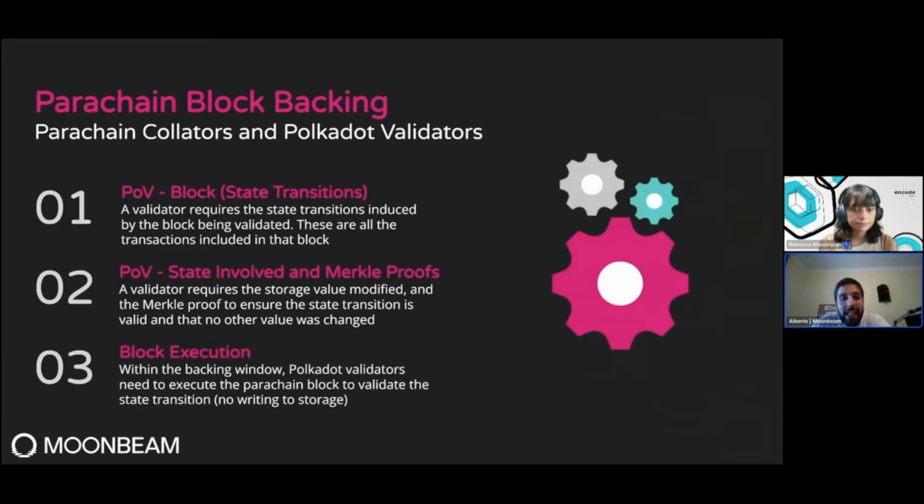And what's really important is that the validator has to do everything, the backing, within the block execution window, okay? So that's why the block execution cannot be 1,000,000 seconds, because it has a definite amount of time in which it has to do all this work to ensure that it can keep going and validate another block and another block and so on, okay? So it has a very limited amount of time. And like I said, the validator doesn't have to write anything to storage. It only has to validate the state transition, but it doesn't have to calculate the new state of the blockchain. That is done by the collator itself.